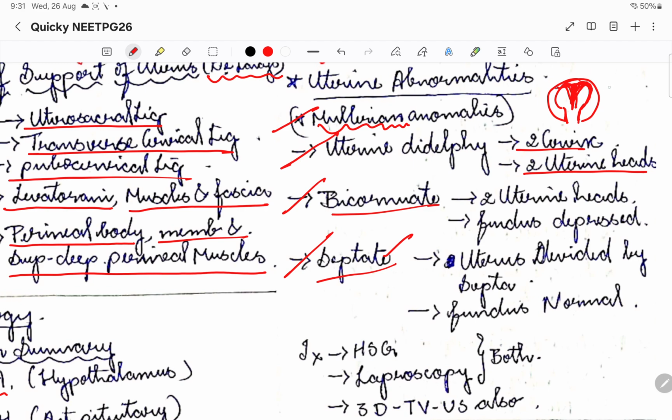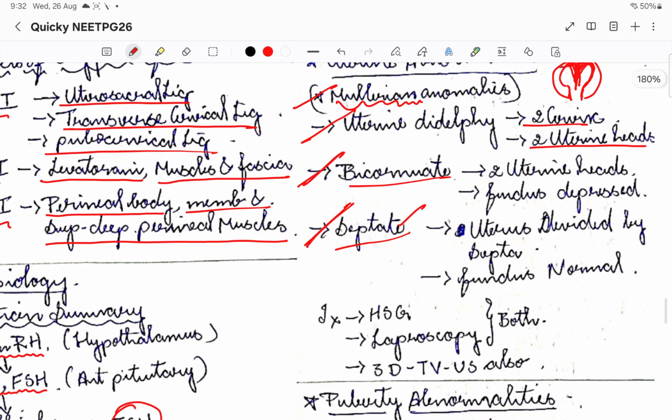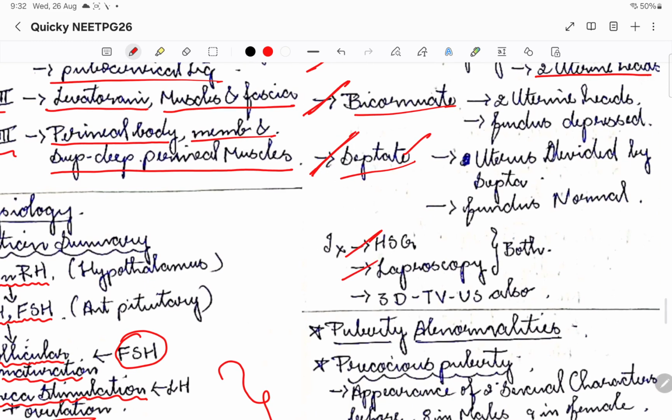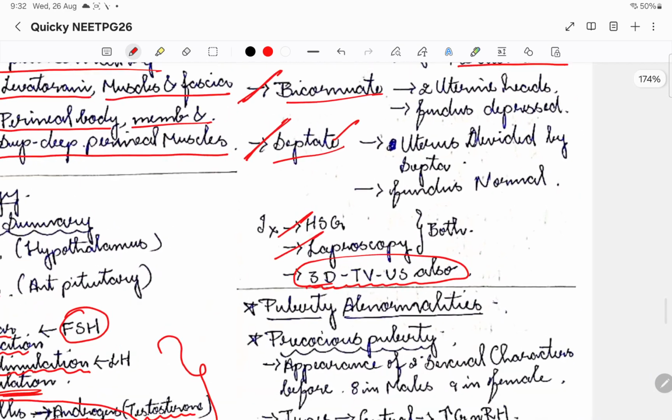Just by hysterosalpingogram we can't diagnose. Bicornuate and septate uterus can't be diagnosed just by looking at the HSG. We will have to do a laparoscopy and only then decide if it is a bicornuate or septate uterine anomaly. That is why HSG and laparoscopy are both very important. Then 3D TVUS can also be done. So this is the thing with respect to uterine anomalies.